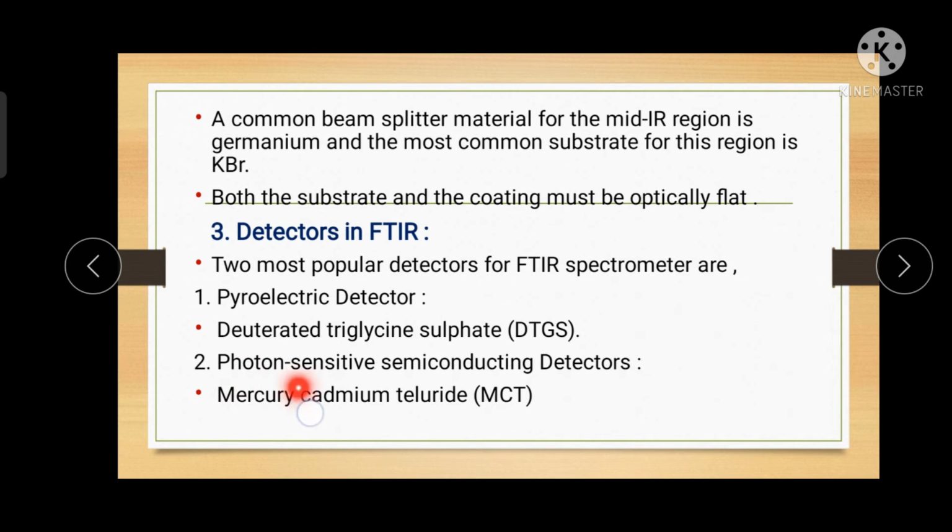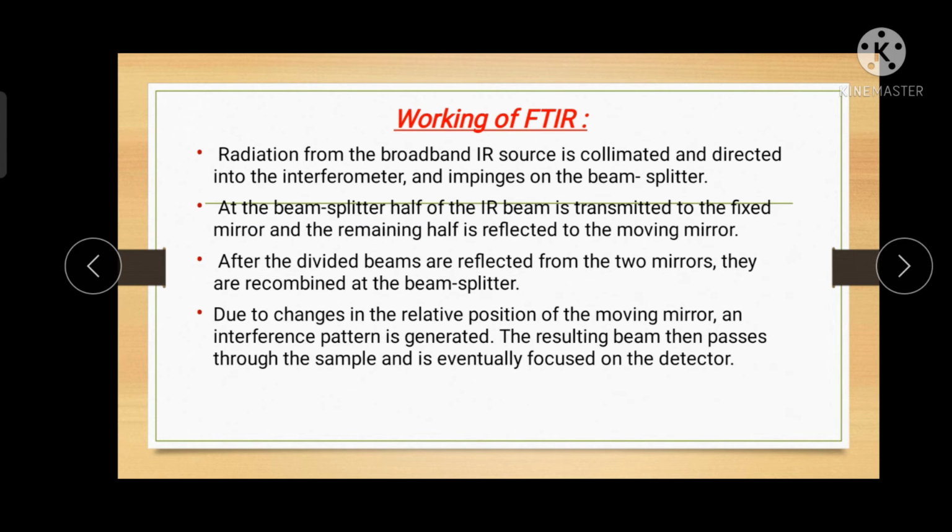The second type is the photosensitive semiconducting detector. That means the detector most commonly used in an FTIR is a photosensitive semiconducting detector. Again it has different types, and one of them is mercury cadmium telluride, in short MCT. So these two main detectors are generally used in FTIR spectroscopy to detect the signal from the sample, and we get the spectra. In this way we have different detectors in FTIR spectroscopy.